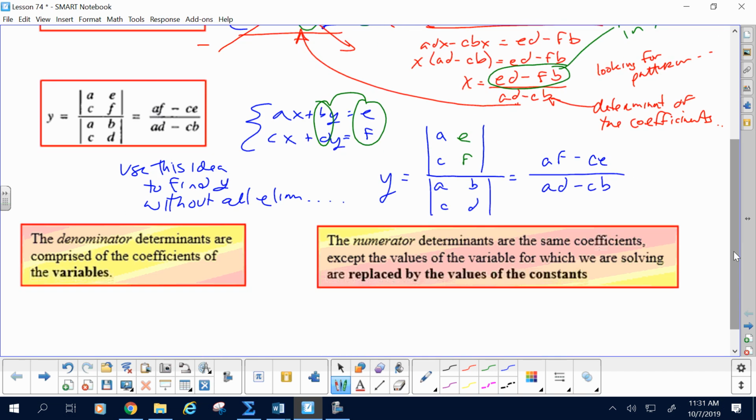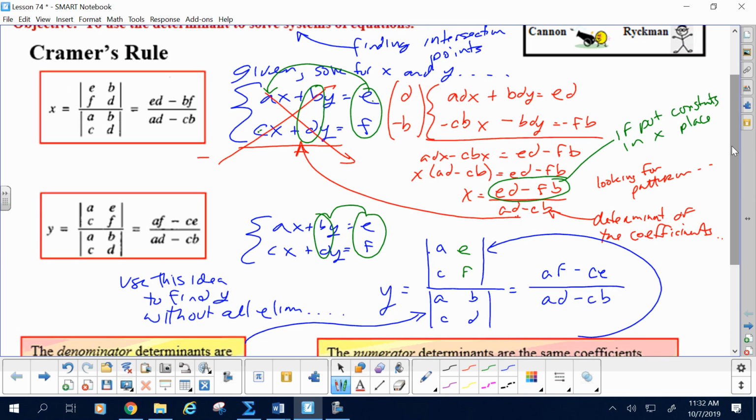Now, just in terms of the general rule here, the denominator determinants are the coefficients of the variables. The x coefficients and the y coefficients. No changes. The numerator determinants are the same coefficients, except the values of the variable for which you're solving are replaced by the values of the constants. So when I solve for y, I replaced y's column with the constants over here. When I solve for x, I replaced x's values with the constants over here.